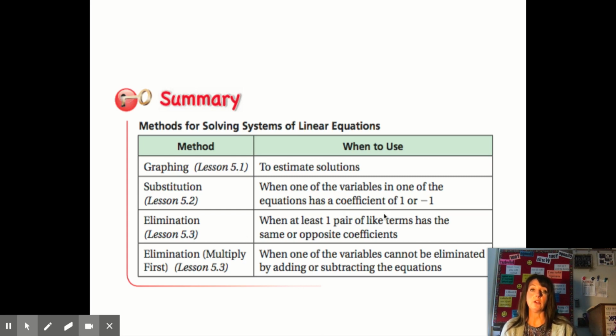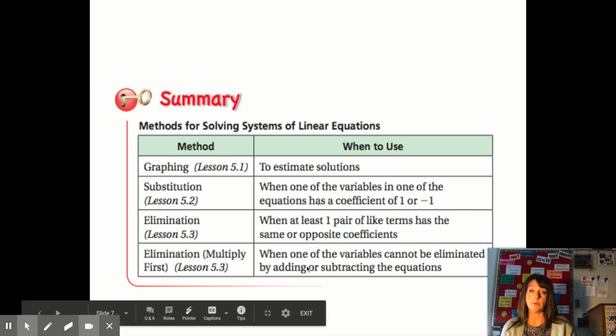Elimination, when one of the pairs of like terms has the same or opposite coefficients, works pretty well too. And then we can use elimination to multiply first when we cannot initially just add or subtract. So lots of different choices here, and all for the same result, to find the place where the two lines intersect, or in the case that's sometimes called the break-even point, where the two quantities are equal to each other.